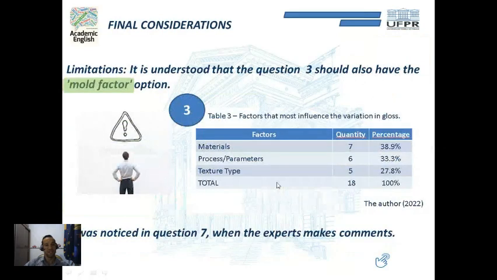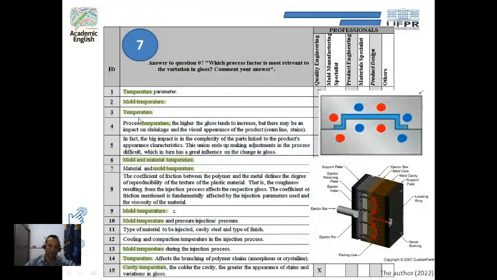Finally, about the limitation of this article, it is question 3. Should you also have a modification option? We can read in the literature review and check in the frame a lot of information about mold temperature, but in question 3 we can see these options. But in question 7 we can see many comments that I think help us solve this limitation.